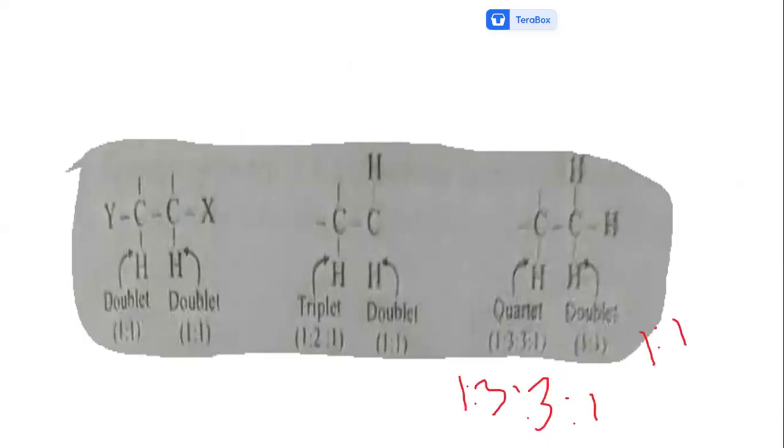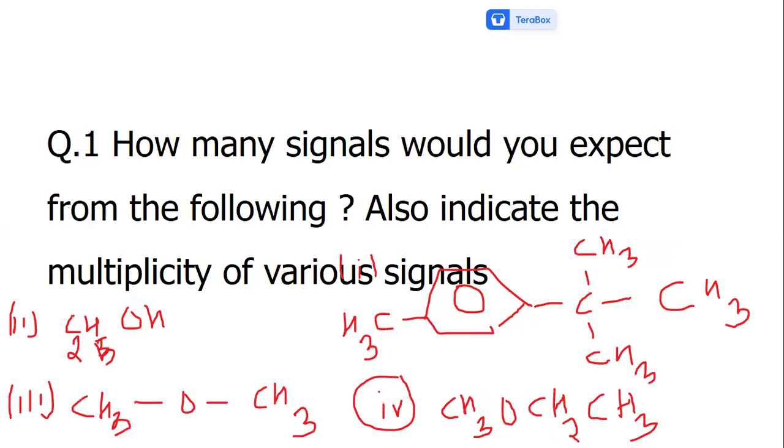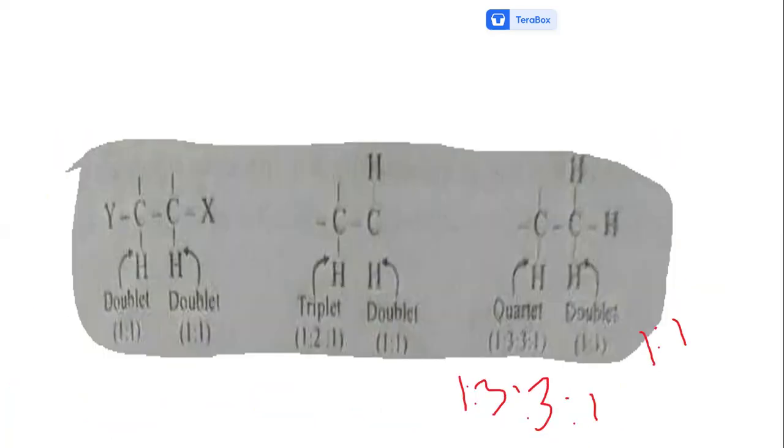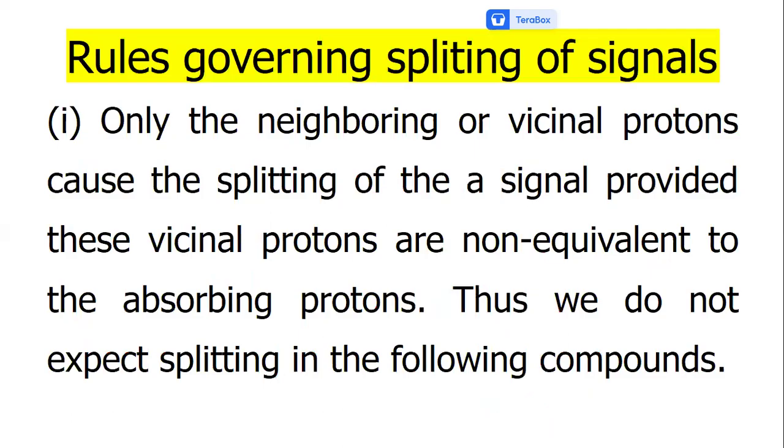See, this is the adjacent carbon, this is a doublet, this is also a doublet. This is a triplet due to 2 neighboring protons. This is a quartet, 3 neighboring protons. And this is a doublet, 1 neighboring proton. These are the rules governing splitting of signals.